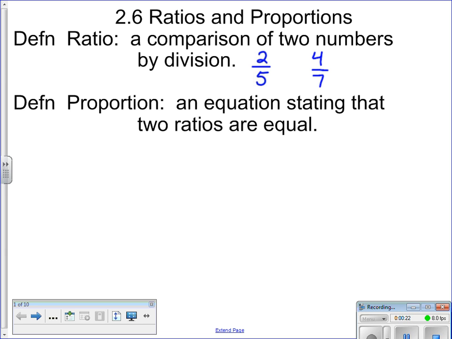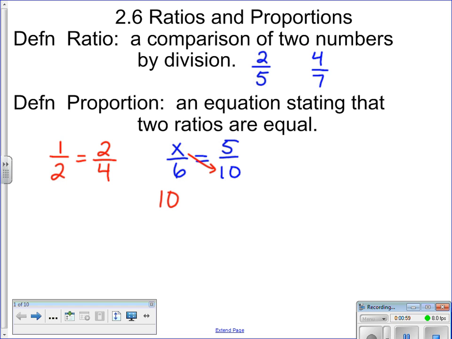Now, a proportion is when you have an equation and you have two ratios equal to each other. For example, 1/2 is equal to 2/4. Those two fractions are both equal to each other. Now, if you were to make one of those an x, you could then solve for it. For example, x over 6 equals 5 over 10. If you wanted to solve this, you could cross multiply.